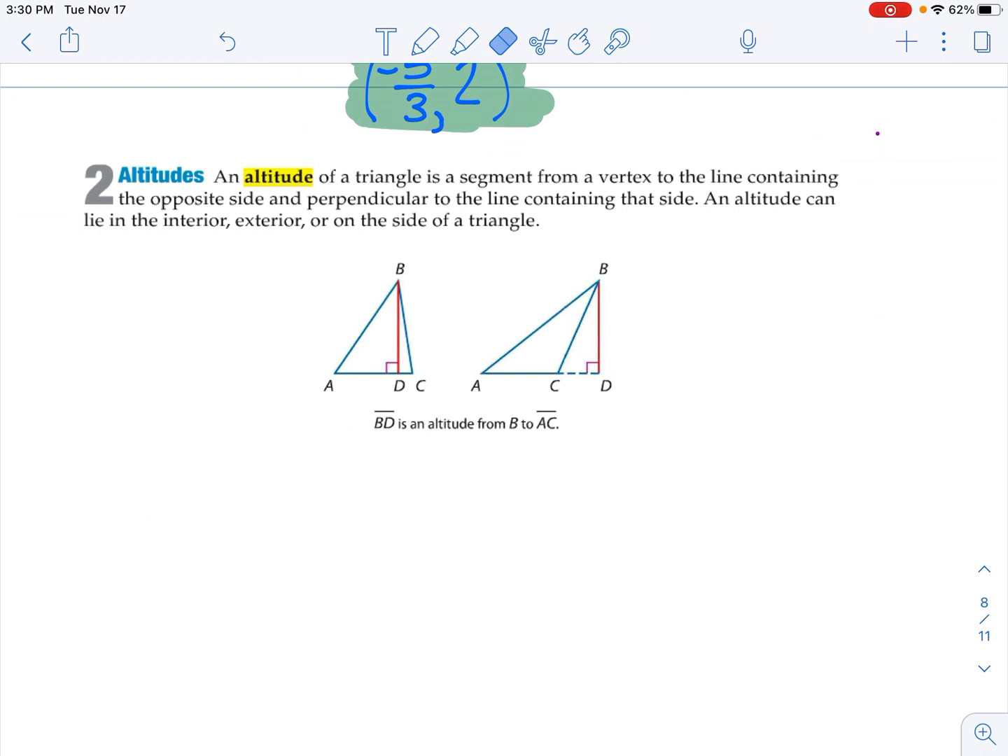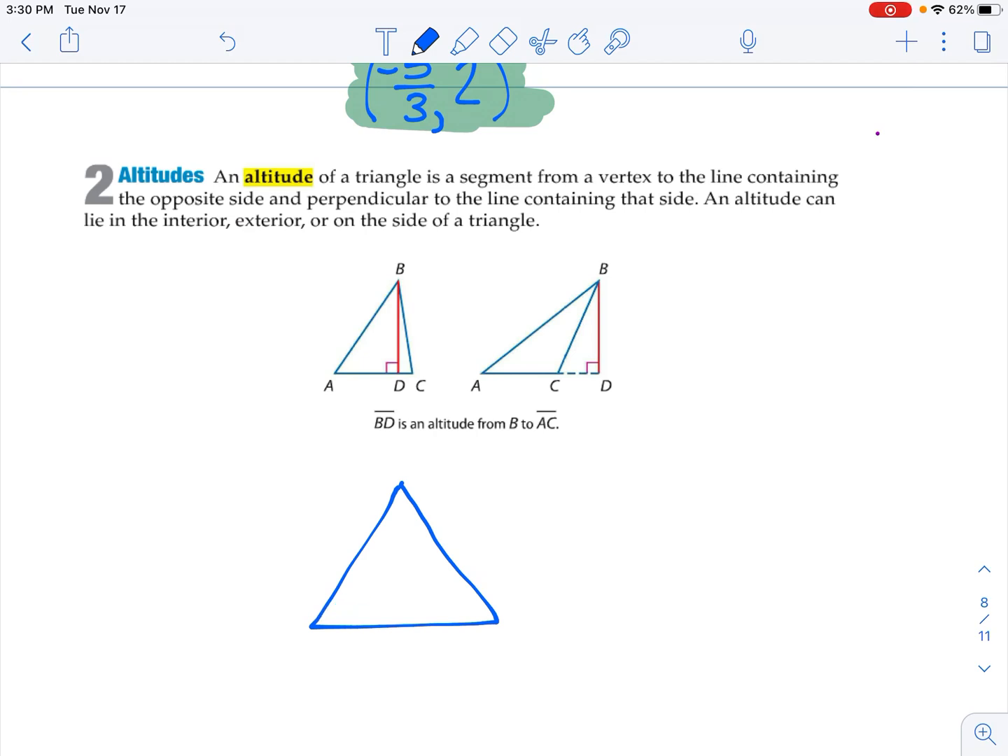Now we have altitude, so we're moving from centroids and medians to altitudes. An altitude of a triangle is a segment from a vertex to the line containing the opposite side and perpendicular to the line containing that side. An altitude can lie in the interior, exterior, or on the side of a triangle. So basically, an altitude is anywhere on a triangle that drops down from a vertex. So that wasn't a very good example.